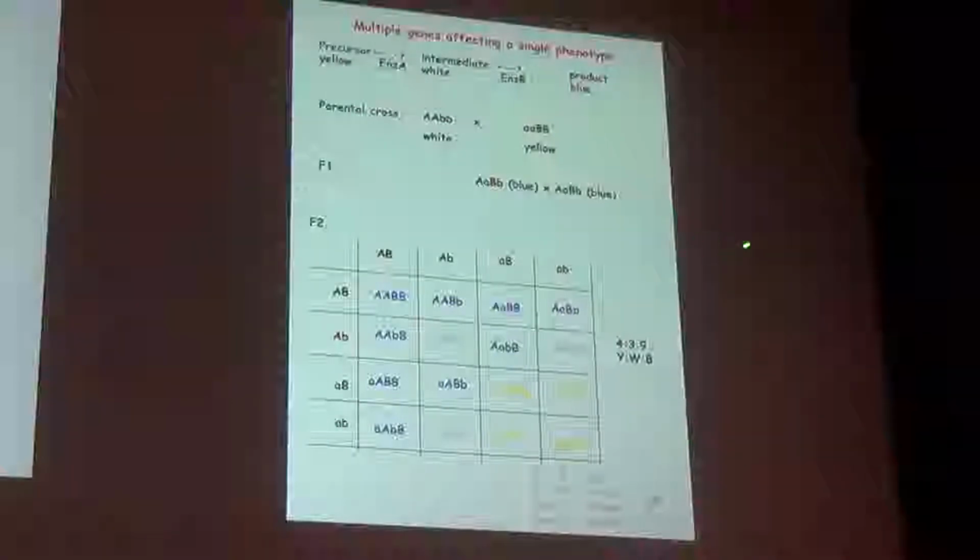Okay, and so the ratio becomes 4:3:9. The yellow comes out first, followed by the 3, followed by the 9. And that's the pathway in which they work.